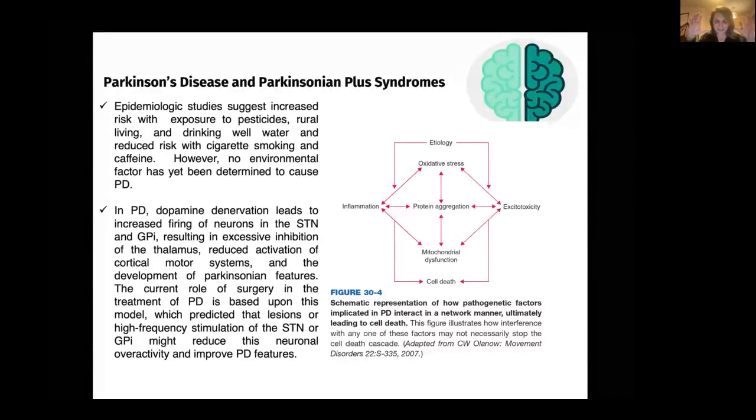By understanding that there is more than one pathway involved in causing the pathology that we see under the microscope for Parkinson's disease, we're able to understand the full picture of it and why people present with various symptoms, specifically with Parkinson's plus syndrome. It also helps us try to create more studies.